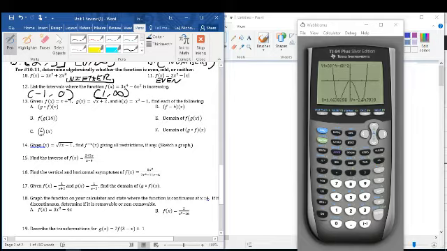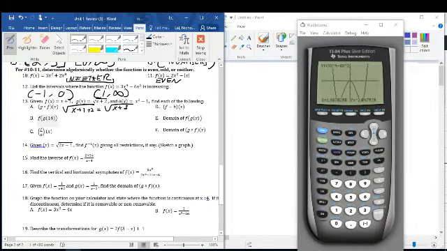For 13, given f of x equals x plus 1, g of x equals x plus 2, h of x equals x squared minus 1. Find each of the following: g of f of x. So that means actually the input is square root of x plus 1 plus 2, which is equal to the square root of x plus 3.